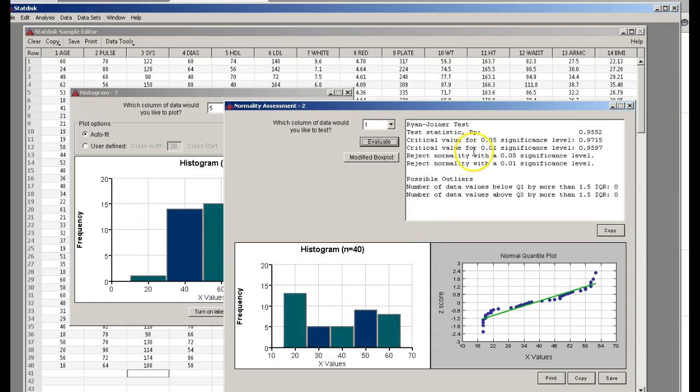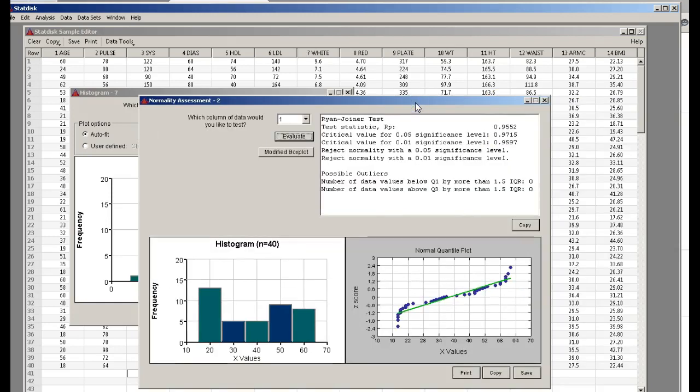When we don't have a normal distribution, it's going to tell us to reject normality. So that's how you can use your normality assessments with Statdisk, and you don't have to just use your bird's eye view of the histogram. You can check yourself using these tools.